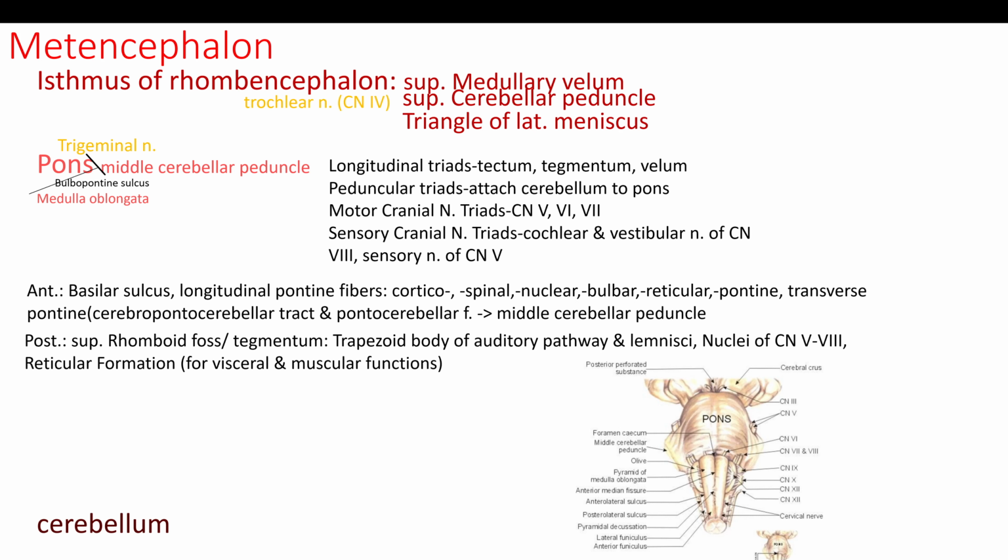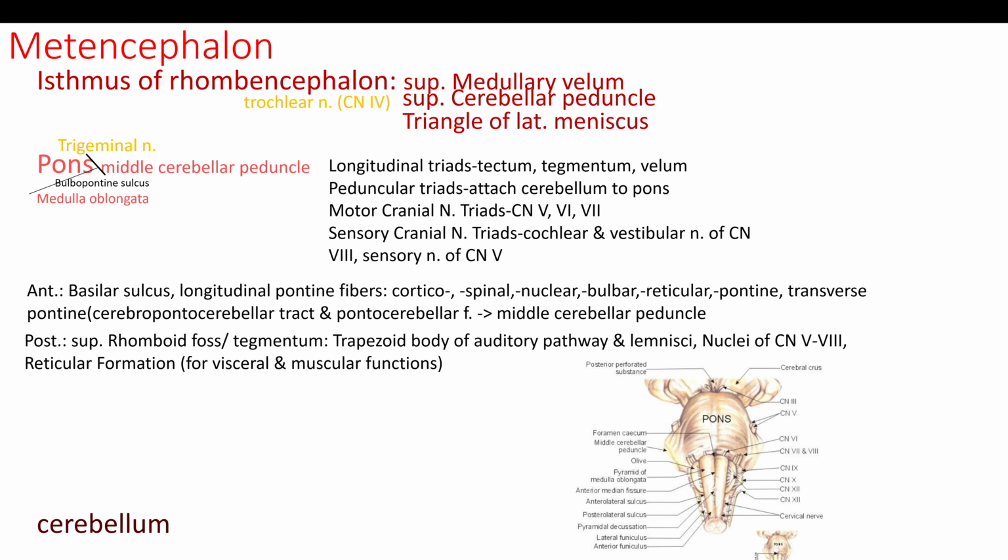The isthmus has three elements: the superior medullary velum, which is a sheet of white matter, pia and ependyma; the superior cerebellar peduncle, which joins the cerebellum with the help of the midbrain red nucleus; and the triangle of the lateral lemniscus.